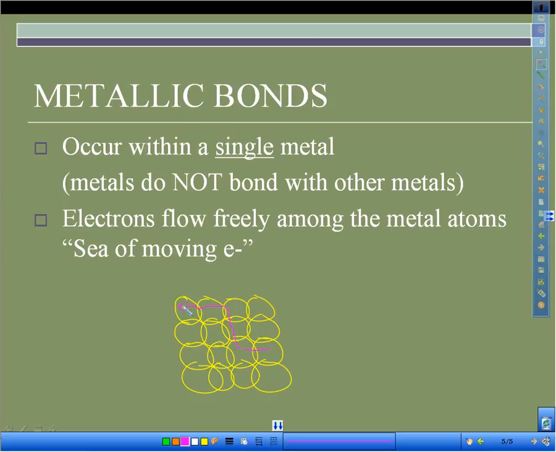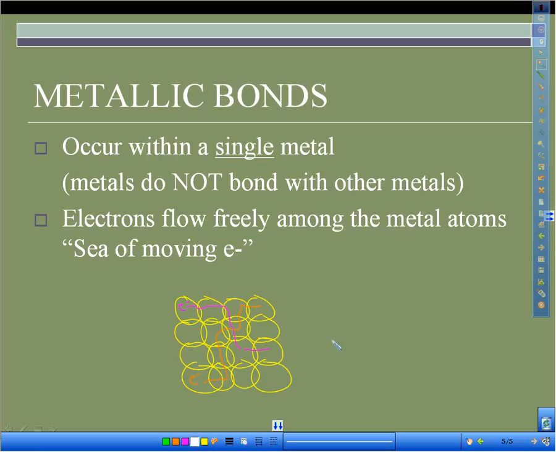So the electron that starts off in this atom might end up over here, and then over here, and then down and down and over. They just flow freely throughout the metal atoms. So metallic bonding is described as a sea of moving electrons, because all of these electrons are flowing freely throughout the metal. This is actually why metals are such good conductors of electricity. Electricity is the flow of electrons, and since the metal already has electrons flowing through it, the additional electrons from the electric current flow really well too.